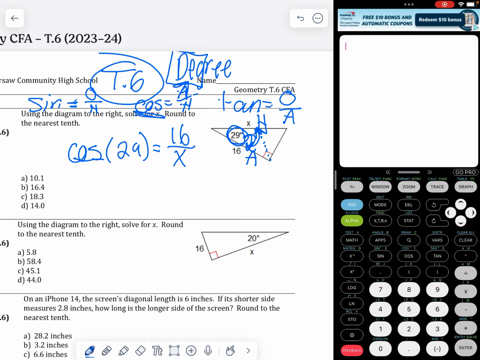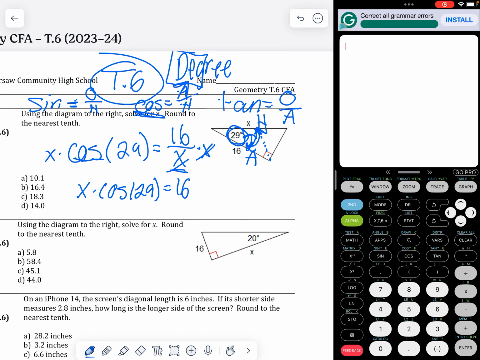That's it. Set it up. Solve your problem. Remember we talked about this quick idea. Obviously, we want to get that denominator away from that fraction. So 16 divided by x is just another way of saying multiply by x. That's the inverse. Well, I can't simplify this, so we just have to leave it as x times cosine of 29 equals 16, because those cancel each other off. Our goal is to get x by itself, so x times cosine, we would just divide for the inverse.